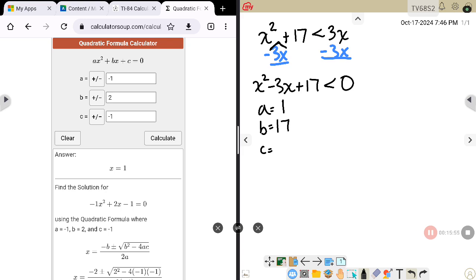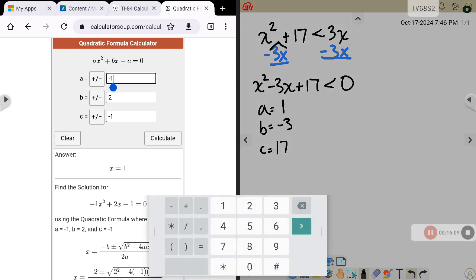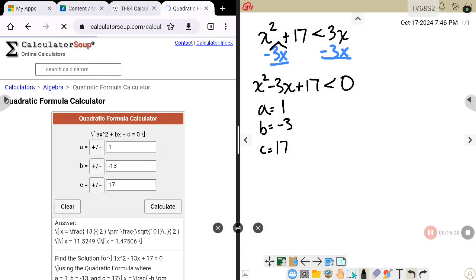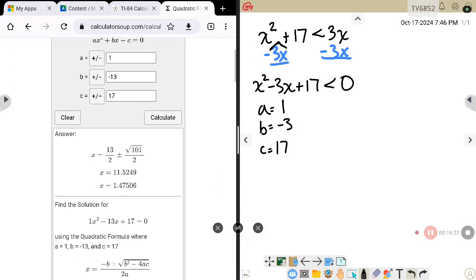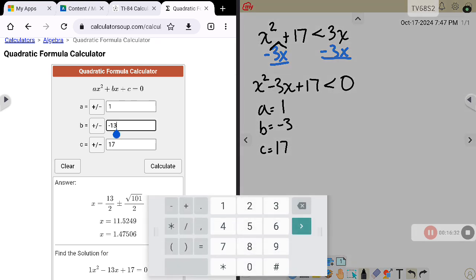Oh, excuse me, no it's not. B is negative 3. And C is 17. So A, I'm going to change to 1. B is negative 13. C is 17. You'll notice, oh, hang on. Oh, do you see what I did wrong? Which is why that gave me the wrong answer. My B should be negative 3. Sorry about that. So just go back and change it to negative 3.